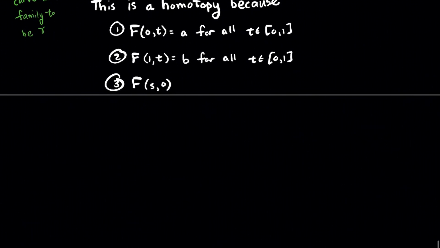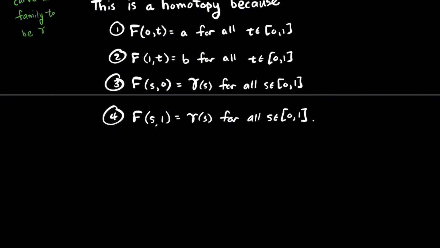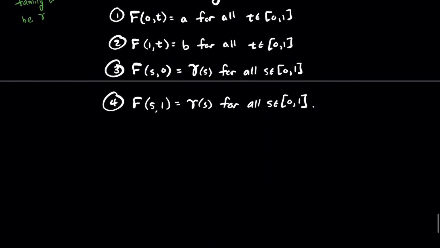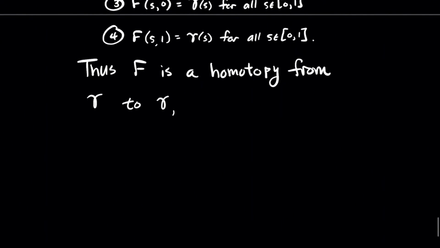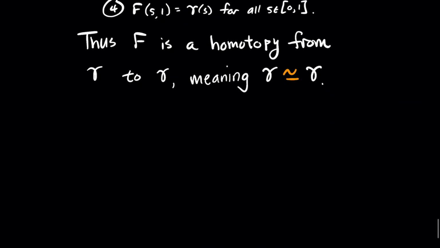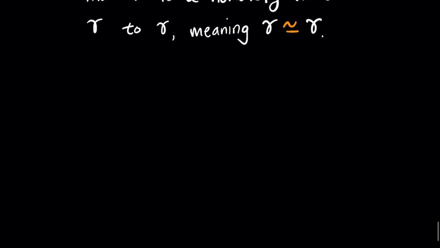Number 3, when you plug in 0 for t, well, you're on the curve gamma, the starting curve. Again, all the curves in the homotopy are gamma. So finally, number 4, when you plug in 1 for t, you end at the curve gamma. Well, that's not surprising, since again, all of the curves in this homotopy are just gamma. So thus, this constant f is a homotopy from gamma to itself, meaning gamma is homotopic to itself.